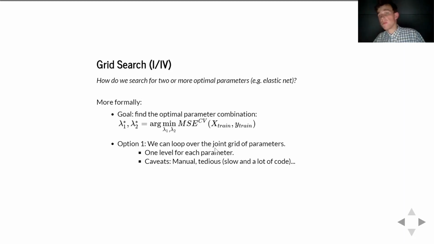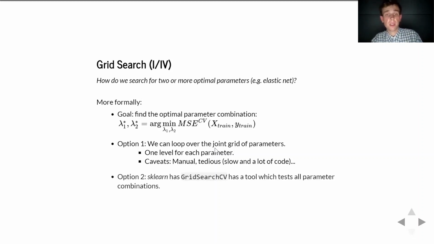So this is obviously something we can just do, right? But the caveat is that it's manual, and it can be extremely tedious. It can involve a lot of code, and if you have a lot of parameter combinations, or a lot of data, this can take a long time, or be very computationally exhaustive. So another option is to use GridSearchCV, which comes with scikit-learn, and this is a tool that tests all parameter combinations.